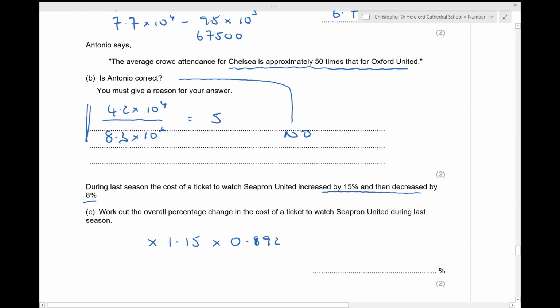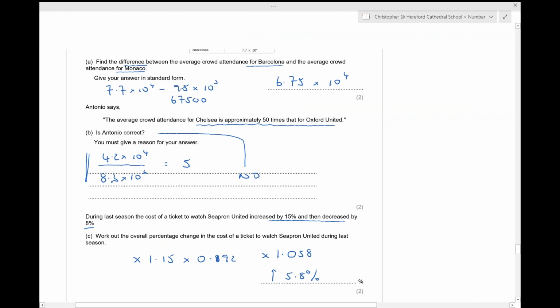If you work out 1.15 multiplied by 0.92 on your calculator, you will find that the overall multiplier is 1.058, meaning that the overall percentage change is an increase of 5.8%. But that's not standard form, that's just a bonus.